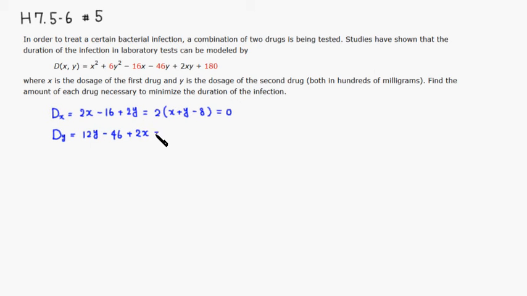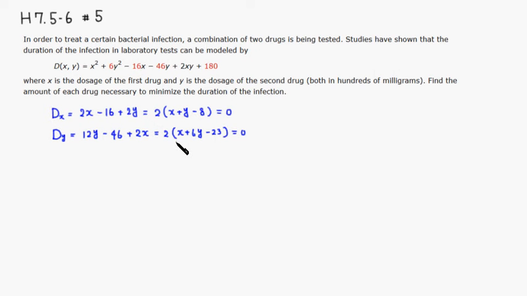Again, everyone's even, so I'll pull out 2. So you have x here, and plus, pulling out 2 from 12, 6y. Minus 23. Set that equal to 0.